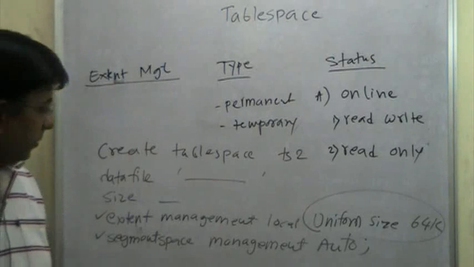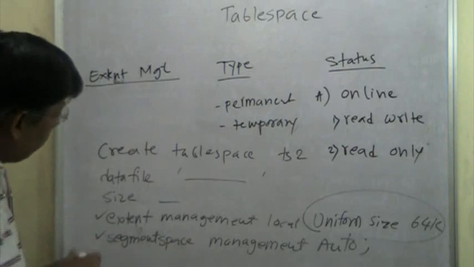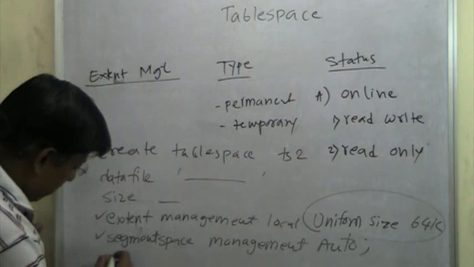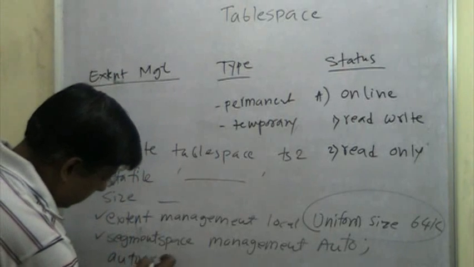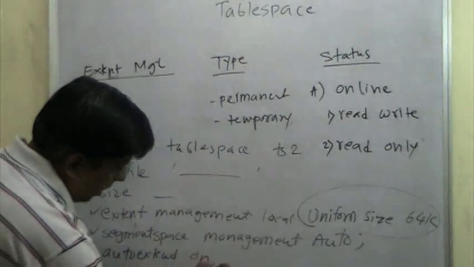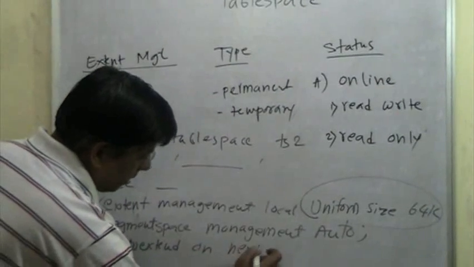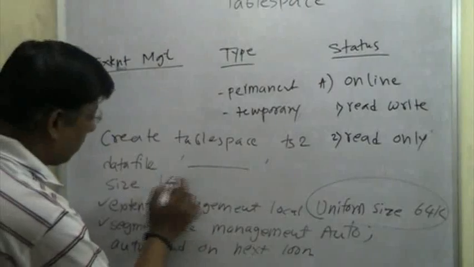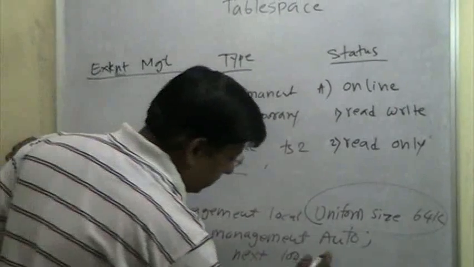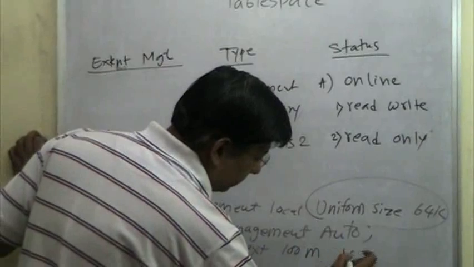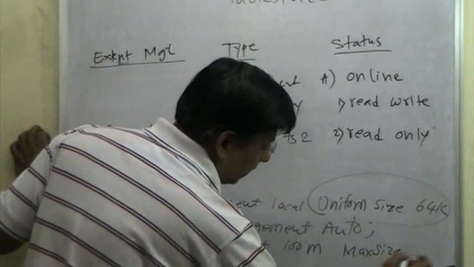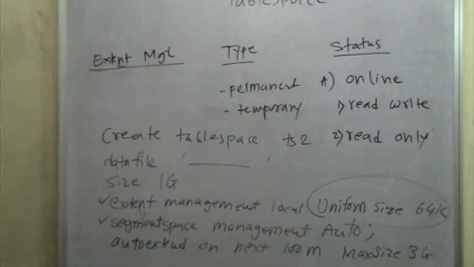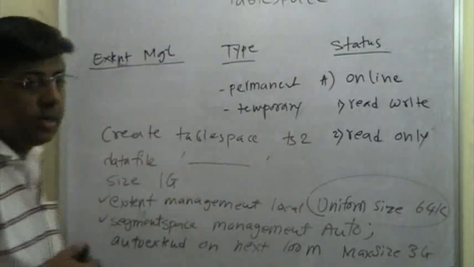And here we have not mentioned the max size. That is a different thing, so you can specify the max size now. Autoextend on, and next is 100M. So this is size, let us say, 1 gigabyte. So next is 100 megabytes, and max size is 3 gigabytes, or we can mention unlimited. If you don't specify, it's unlimited.